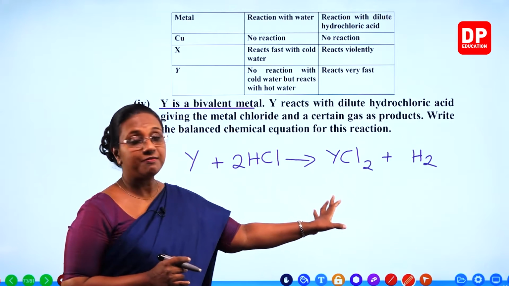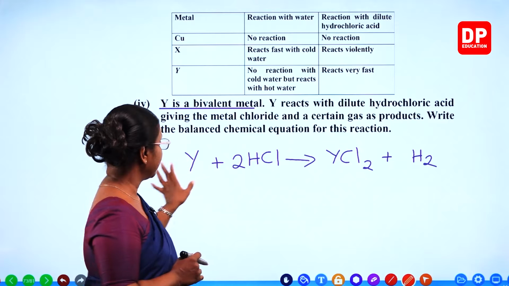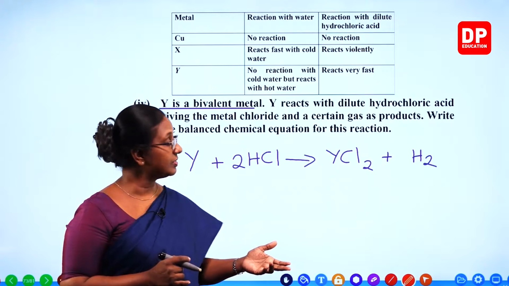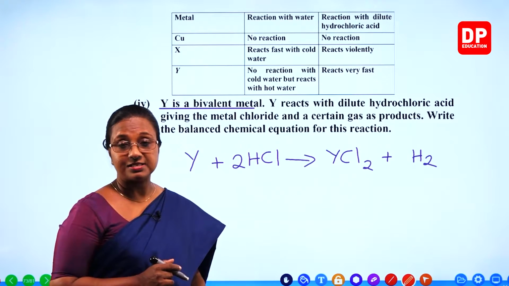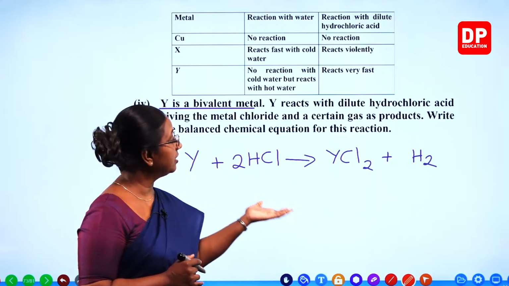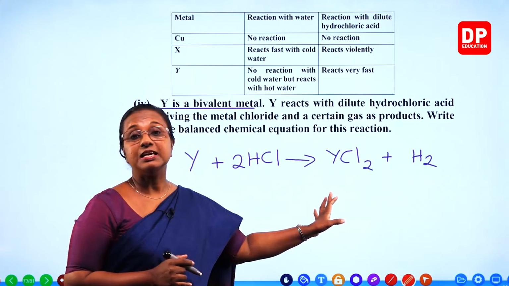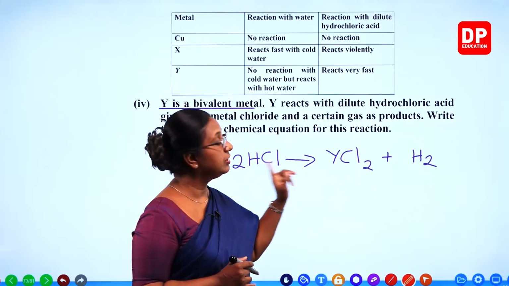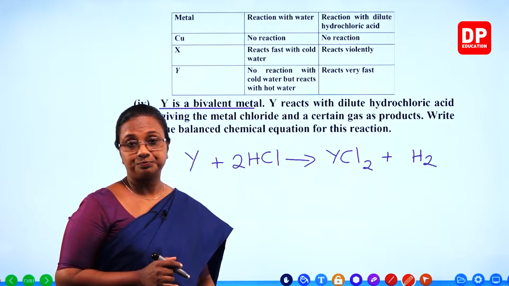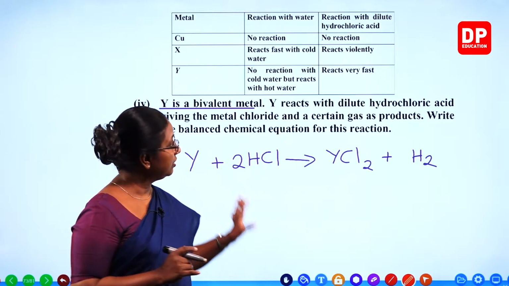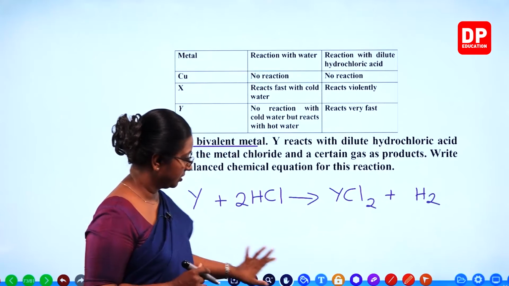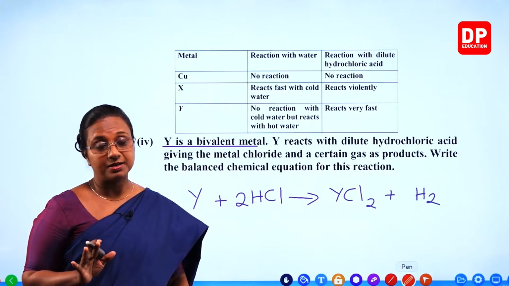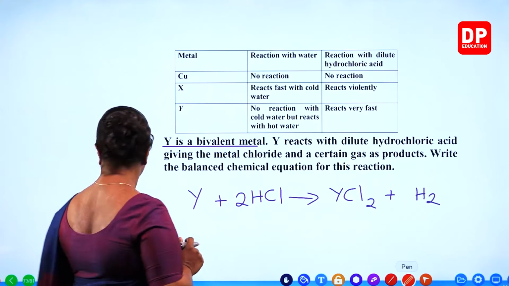Here also, students, if you are familiar with the physical states, Y is a solid, HCl is aqueous, YCl2, the salt, is also aqueous, and hydrogen is a gas. You can show that, but it is not compulsory. Writing the balanced chemical equation is important. You have to put the value as well, 2 HCl. Is that clear, students? Then you get the full mark for this part of the question. If you write this equation completely, you will get the marks. So with that, I'll move on to the next part.